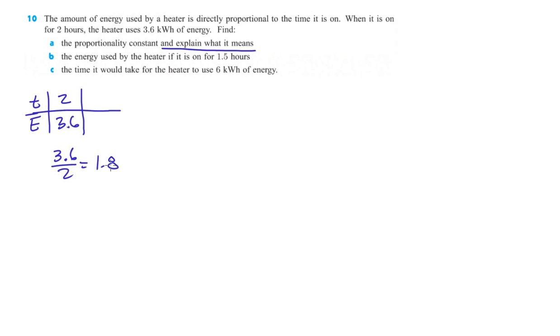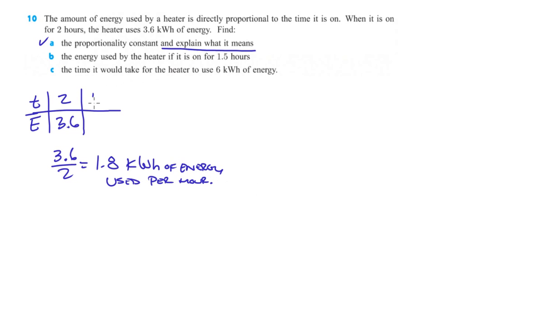Okay, so we found the proportionality constant and now explain what it means. Okay, so 1.8 is the number of kilowatts of energy it uses every hour. So 1.8 kilowatt hours of energy used per hour.